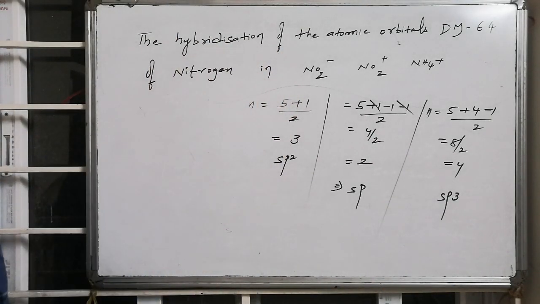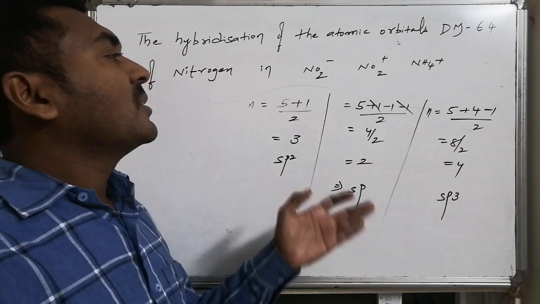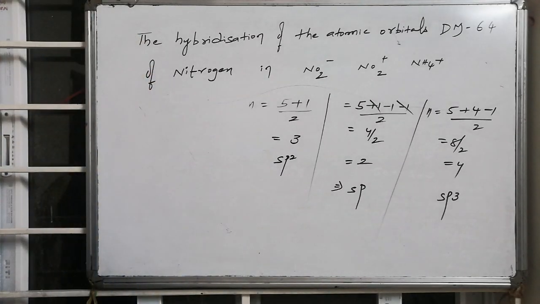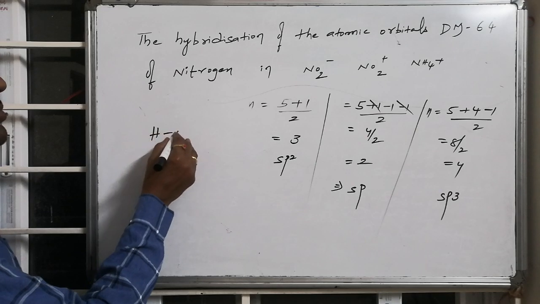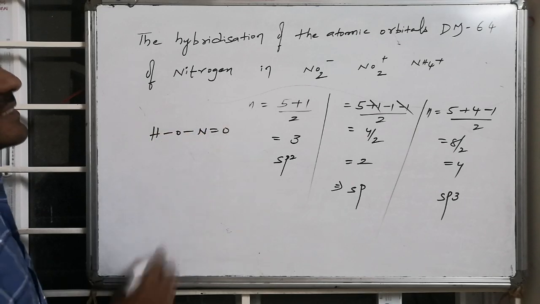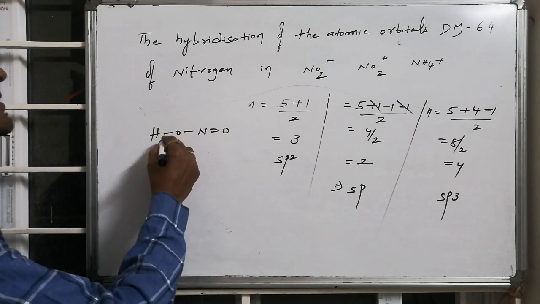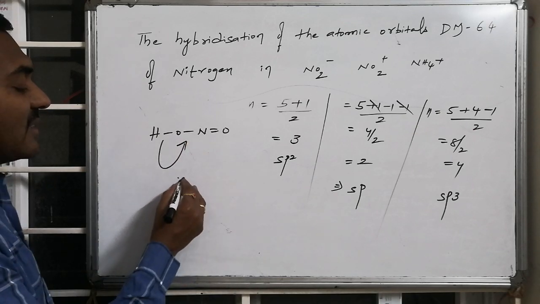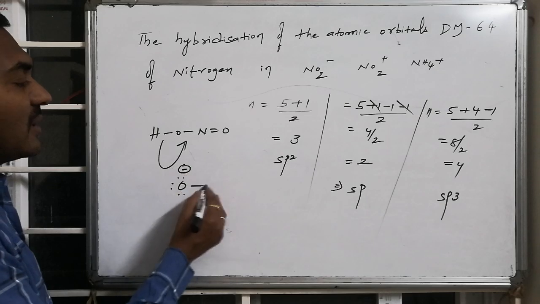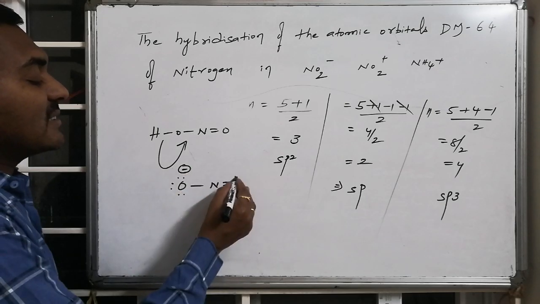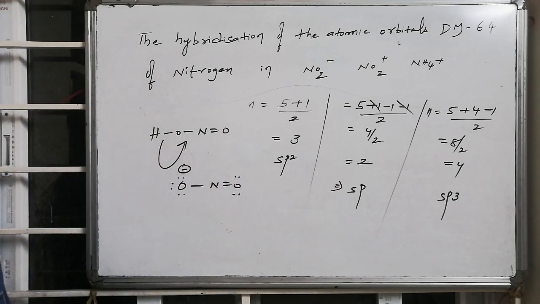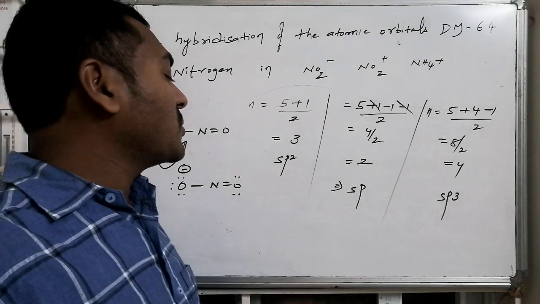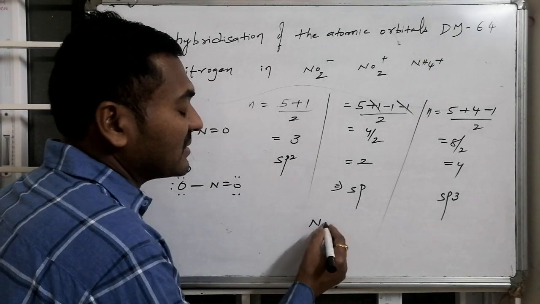If we write the structures related to NO2 minus, NO2 plus followed by NH4 plus, NO2 minus is the derivative of nitrous acid. It is a derivative of nitrous acid. If this H leaves from here as H plus, then it is having 2 lone pairs. Now it became 3 lone pairs, and this situation is said to be NO2 minus. Whereas the structure of NO2 plus is present like this.